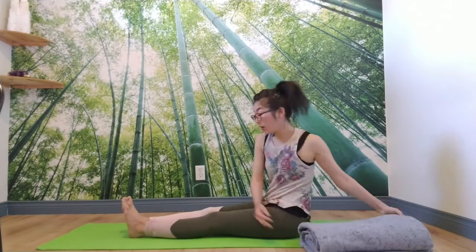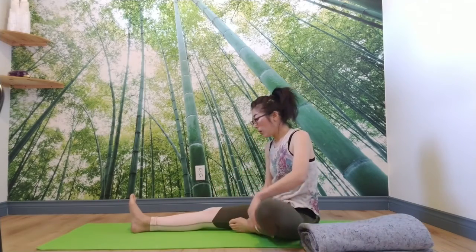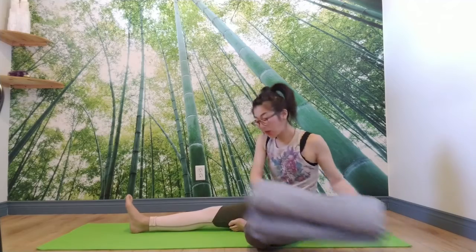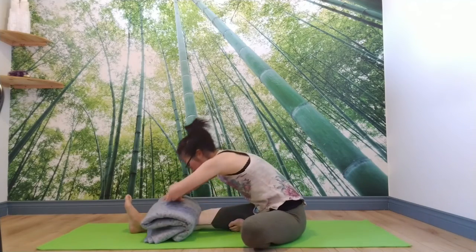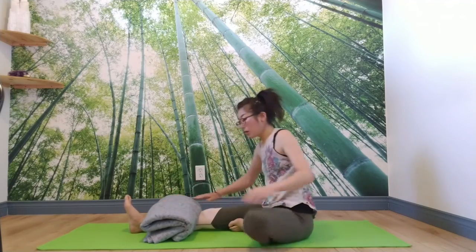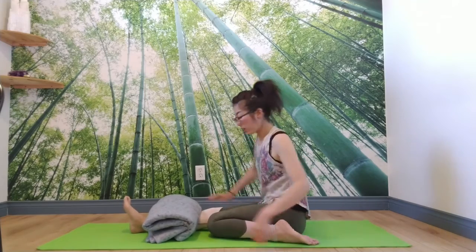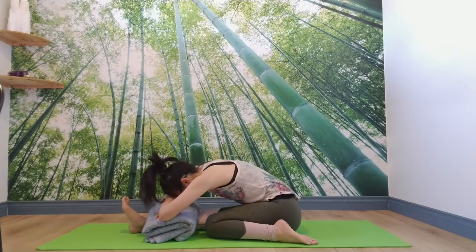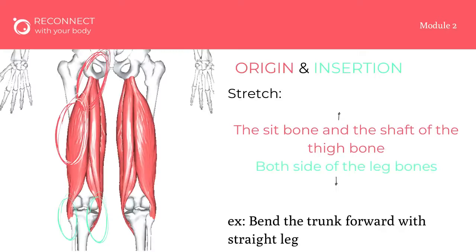If it's too hard to do both legs at the same time, you can bend one leg to the side and then do it one by one. If your hip is too tight and it's hard to do so, you can do it this way as well, whichever you feel comfortable with. So these are just examples. As long as you move the sit bone, and the shaft of the thigh bone and both sides of the leg bone, away from each other, you stretch this muscle properly.